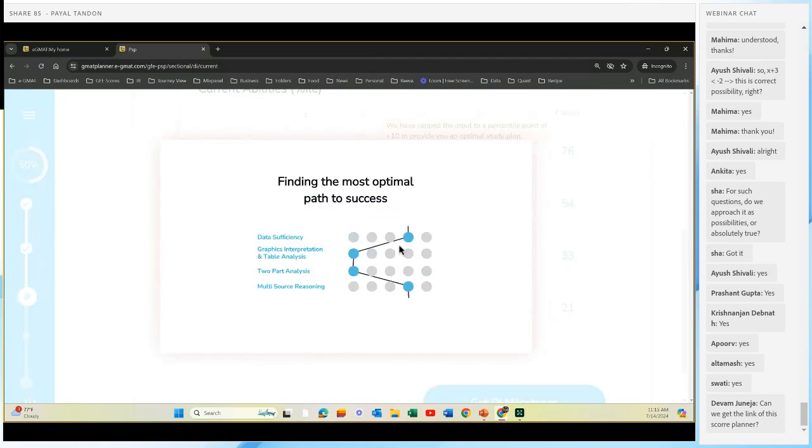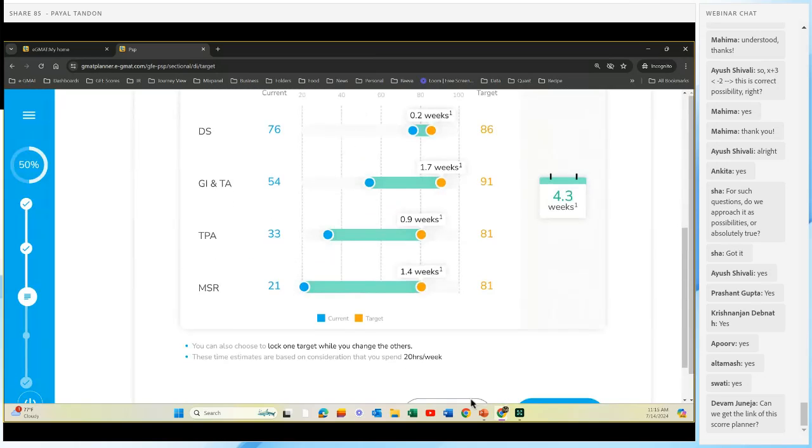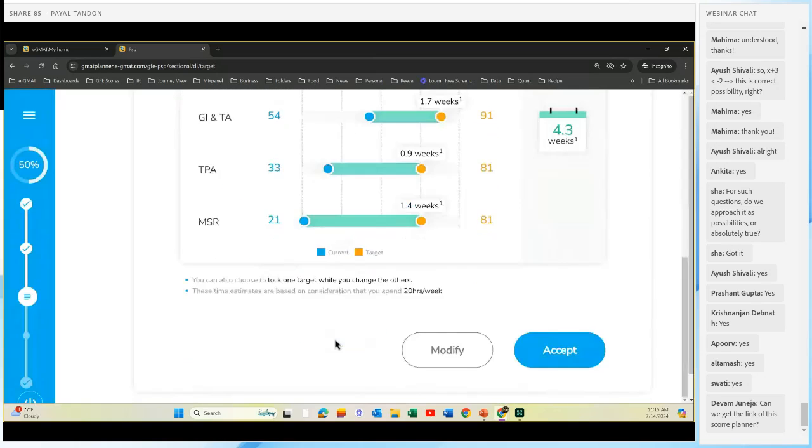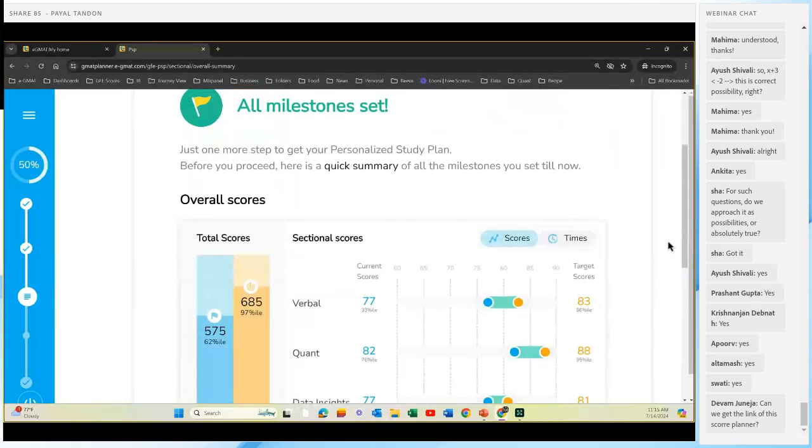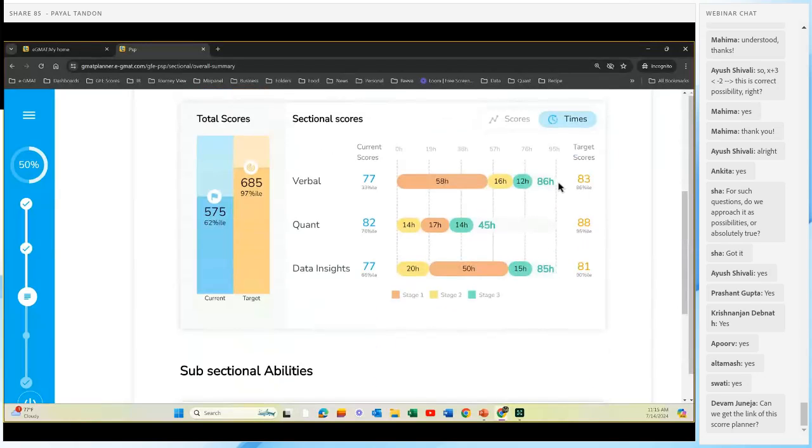I'm breezing through this right now because there's something else that I want to show you. And now next, it's going to tell you more precisely. So now you see that 94 hours has reduced to 86 hours.